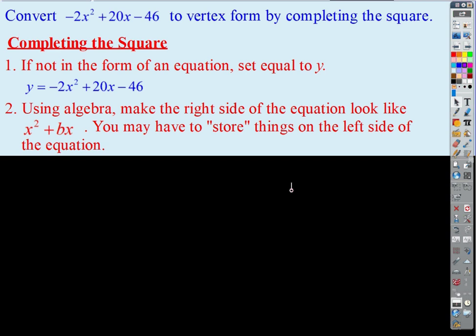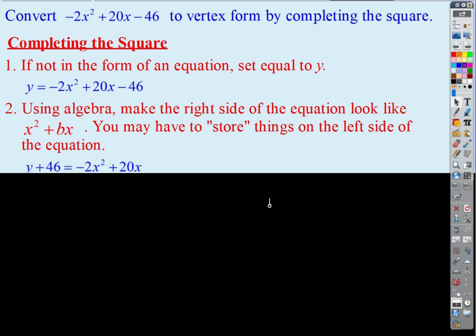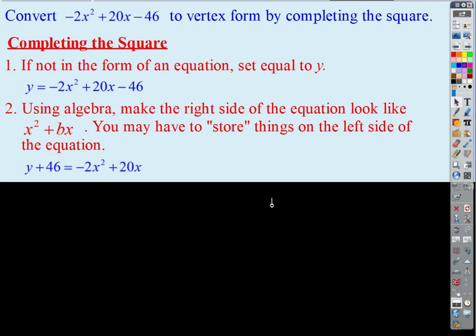So, Nancy, what's the first thing I got to do to put the right side into that form? I'm just going to kind of randomly ask people. If I've got to only have an x squared and an x term, what do you think is the first thing I need to do, probably? I got to get rid of that, right? How am I going to get rid of that one? By adding 46. Add 46. There we go. So the first thing is let's get rid of the 46. Add 46 to both sides.